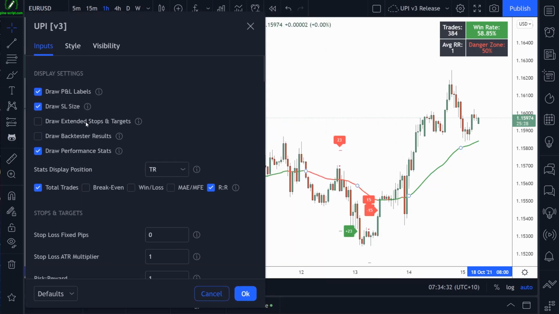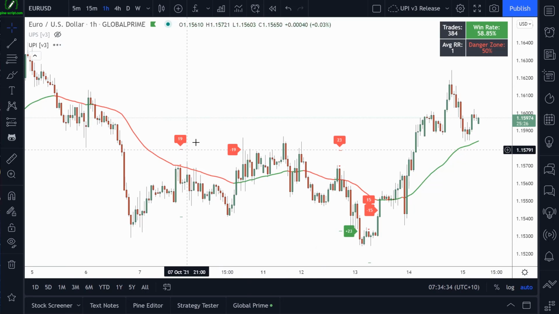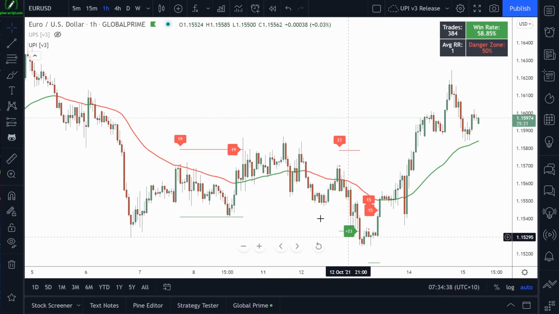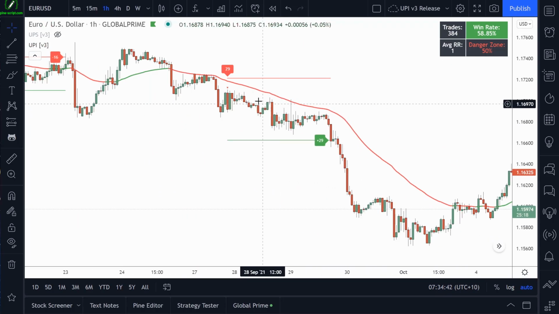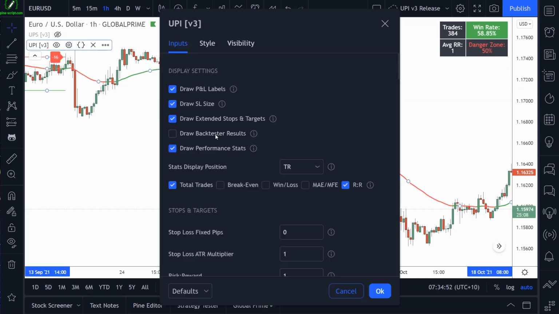Next up, we have draw extended stops and targets. This just draws your stop loss and your take profit until one of them is hit. So if I zoom out a bit, here's a good example. The script kept drawing our take profit all the way until this bar here hit it. Also useful for backtesting.